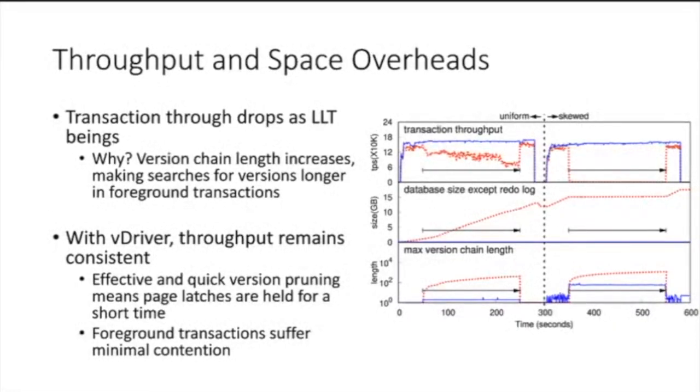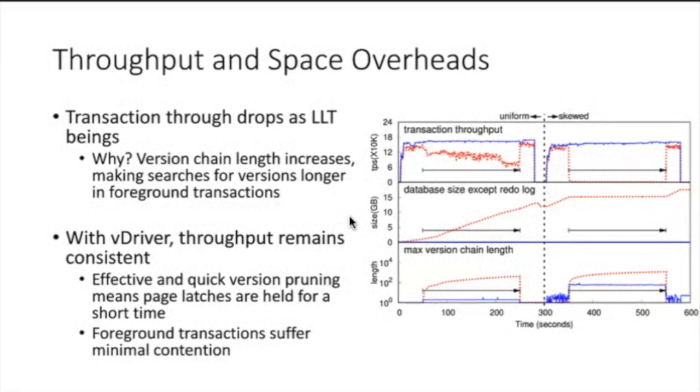So what we want to see is, as the long-term transaction begins, what does the throughput look like when we use this scheme? These results are from MySQL, the red is MySQL and the blue is their scheme, vDriver. On the left graphs we have uniform, and on the right we have skewed. The long-term transaction is this arrow, and the throughput is okay before the transaction starts. For MySQL, as we know, it drops, but it stays stable for vDriver the whole way through.